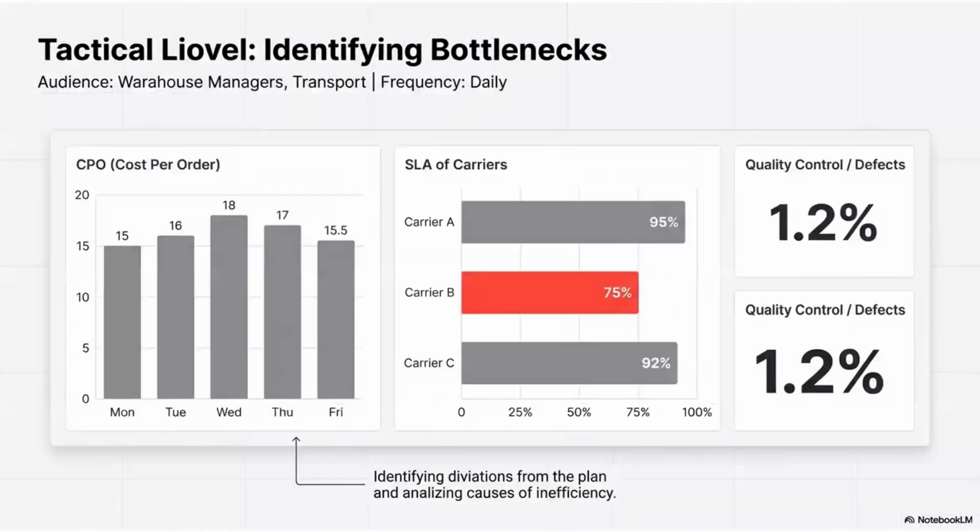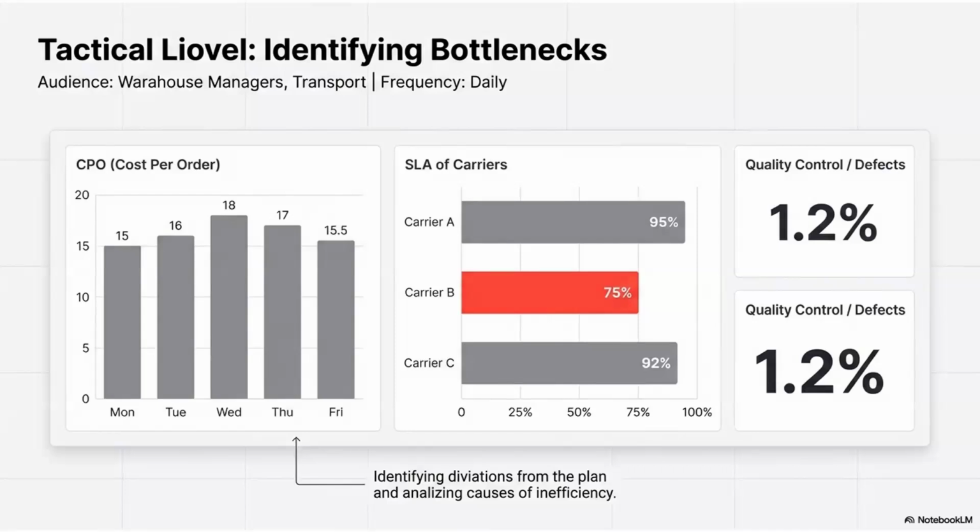Descending a step lower in the management hierarchy, we move to the tactical level. This information panel is designed for middle managers, heads of warehouse complexes, chiefs of transport departments, or regional hubs. Here, the focus shifts from global financial trends to identifying specific deviations from the plan and searching for bottlenecks in daily operations. The metrics become much more detailed.